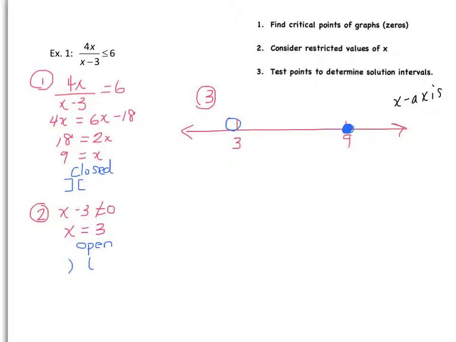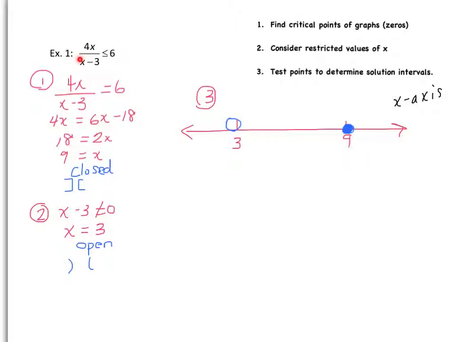So now we need to test points in areas that are less than 3, between 3 and 9, and greater than 9 in order to determine if we're going to get values that make our original statement true or false. If those values make our statement true, then we know that particular interval contains solutions. If the value makes our statement false, then we know that particular interval does not contain solutions.